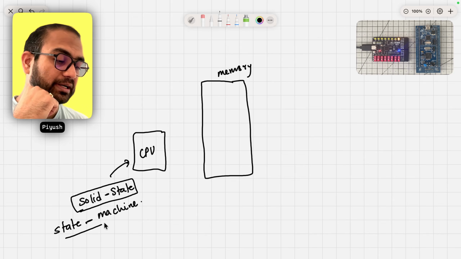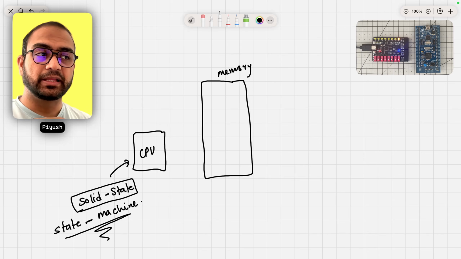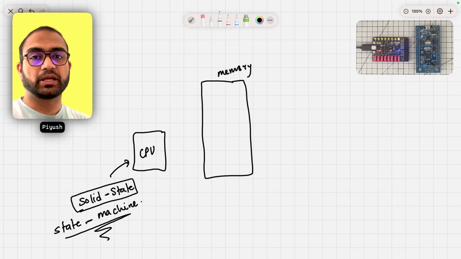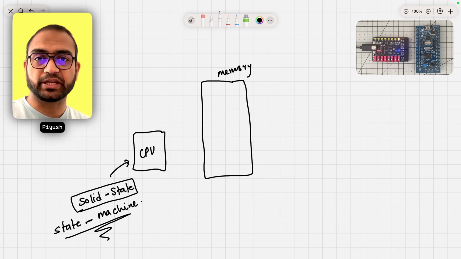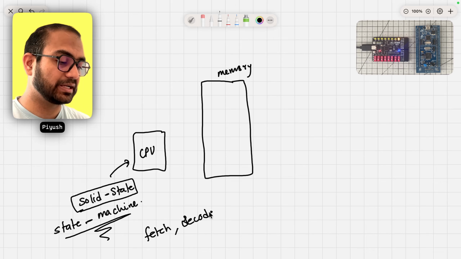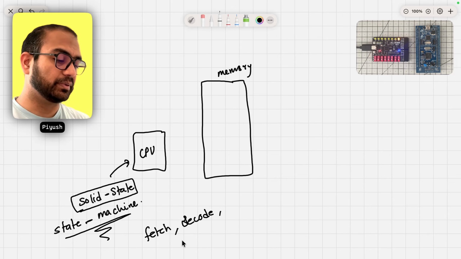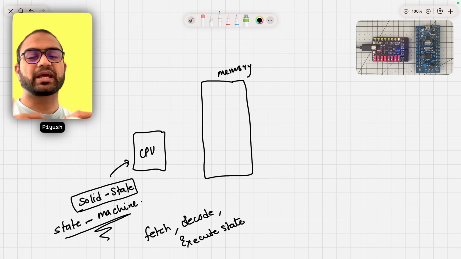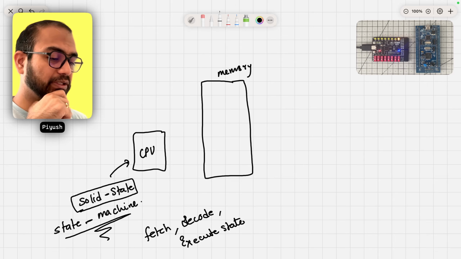The state machine part has to do with the fact that a CPU internally is just moving from one state to another. It could be the fetch state, it could be the decode state, and I'll explain all of this. It could be the execute state, and each of these states can have substates. Okay, now what does this mean?